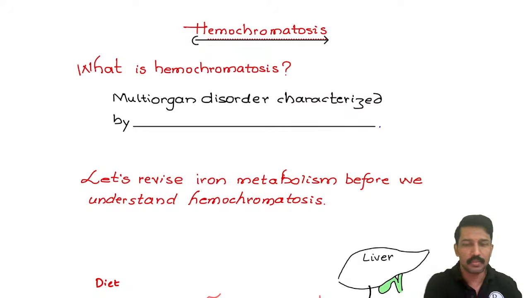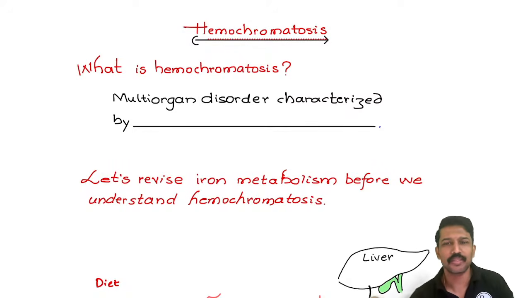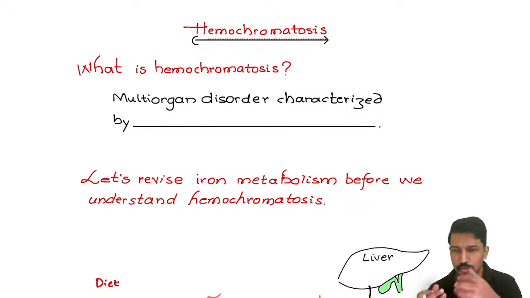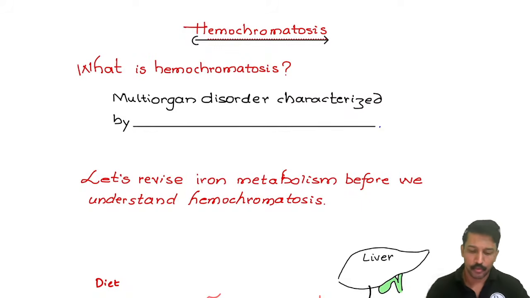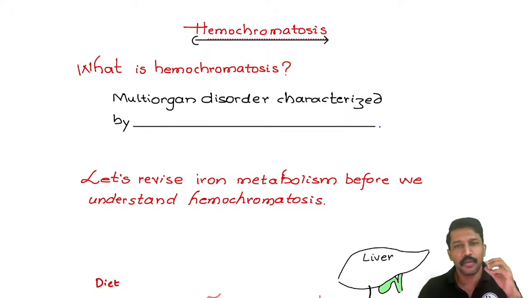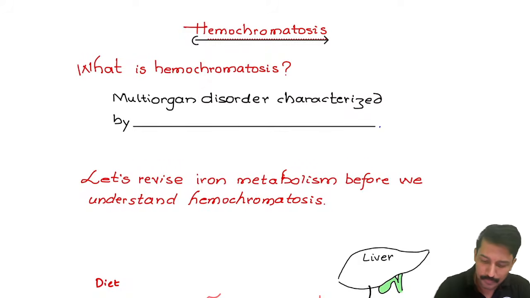So let me start with the definition. What is hemochromatosis? Primarily, hemochromatosis refers to iron overload. If our body iron store has a higher than normal amount of iron than it can handle, we call it hemochromatosis. Whether the iron overload affects a selected organ or multiple organs, it's a multi-organ disorder characterized by systemic iron overload.